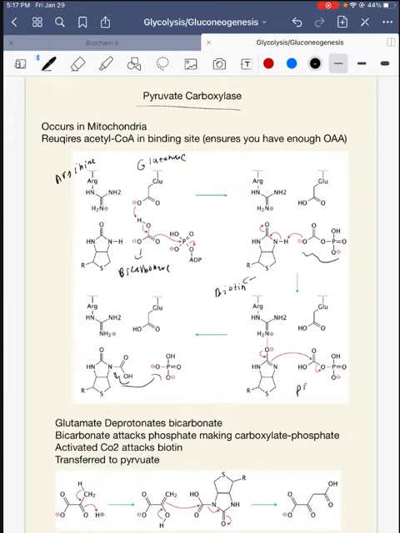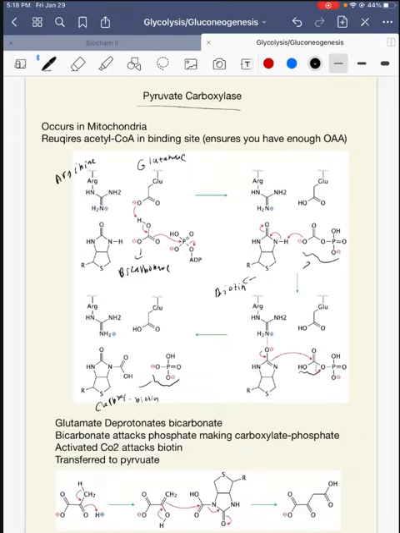Oh, I'm sorry, I ran this the other way. So after we have the carboxy phosphate over here, biotin grabs this carboxy group from phosphate, and we generate this phosphate and carboxy biotin.